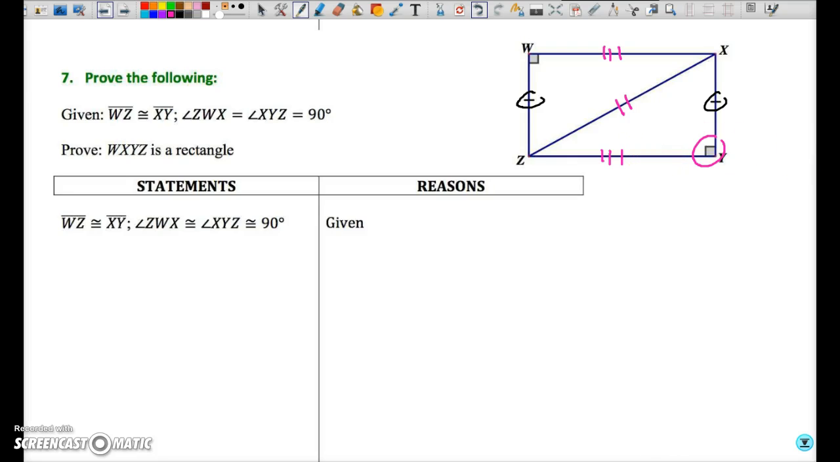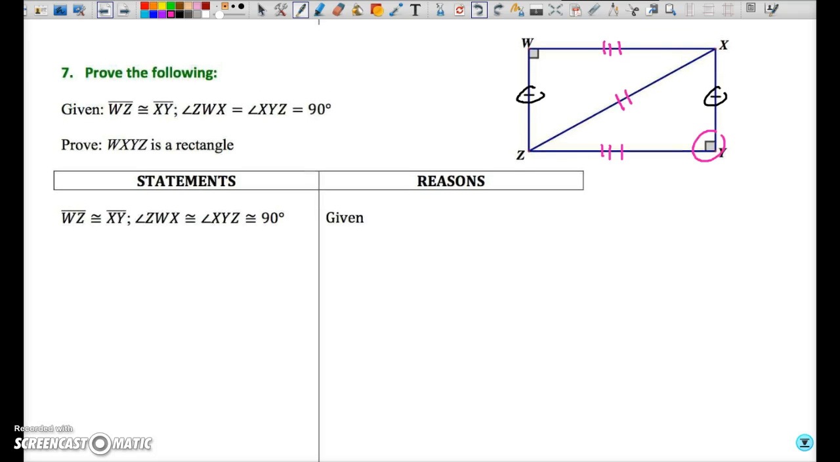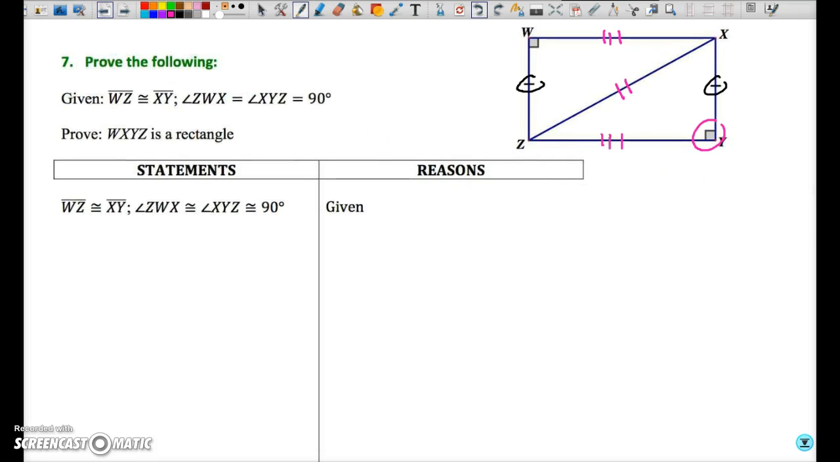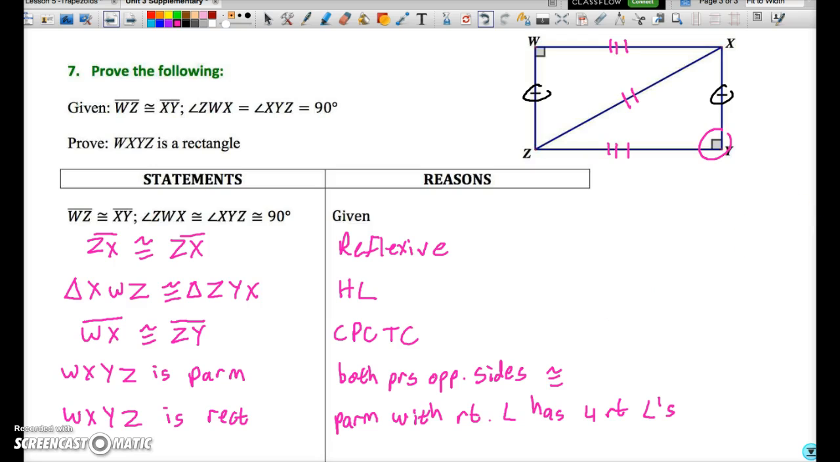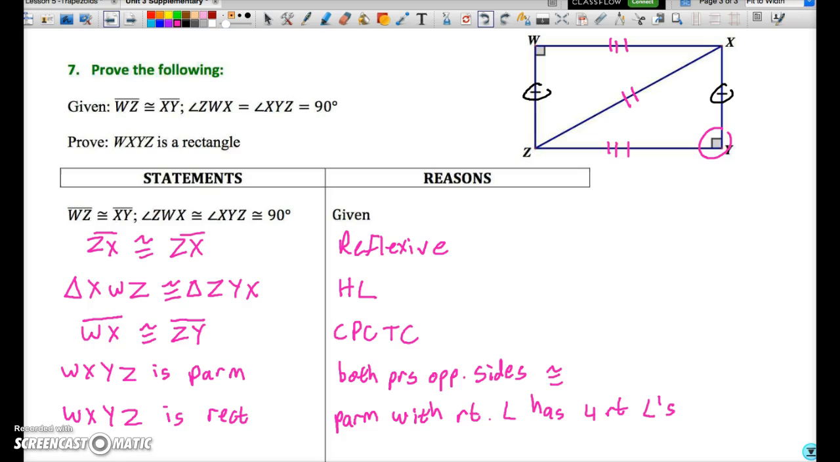And what I'm going to do now is just pause the video, write that up, and then you can take a look at that momentarily. Okay, and so there you see the proof written out, reflexive side, congruent triangles, CPCTC to give us our parallelogram, and finally the fact that we have a parallelogram with a 90, concluding that it is in fact a rectangle.